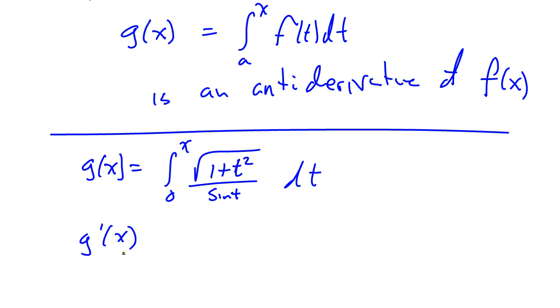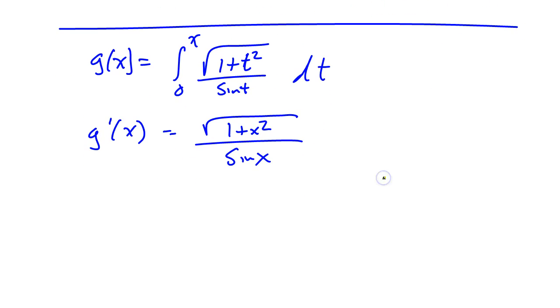The fundamental theorem of calculus says if you got a function like this, then the derivative is just this function with the x plugged in. So this is just the square root of 1 plus x squared over sine x. The derivative of this area function is just the height function at the value of x that you're using as your right-hand endpoint, right?